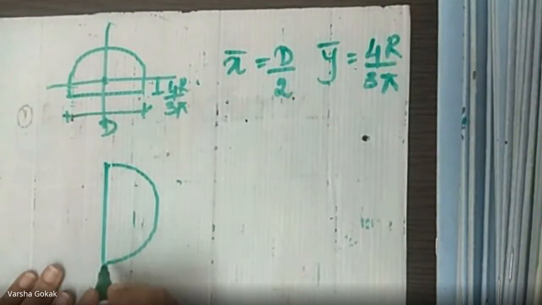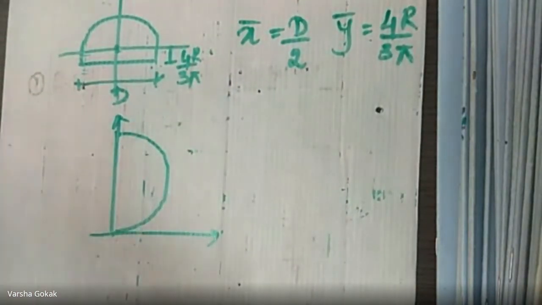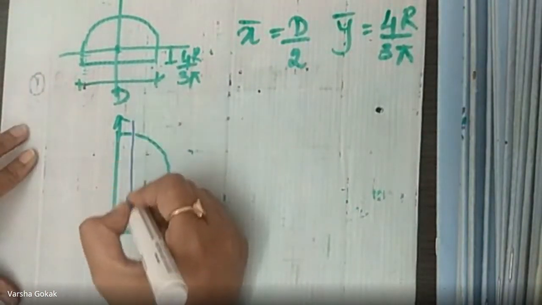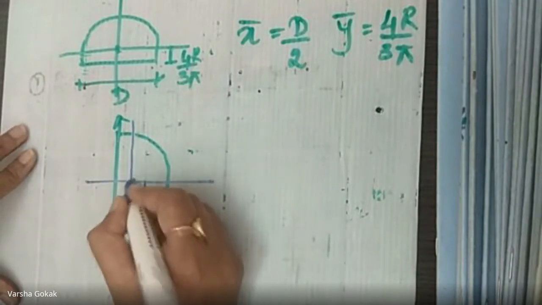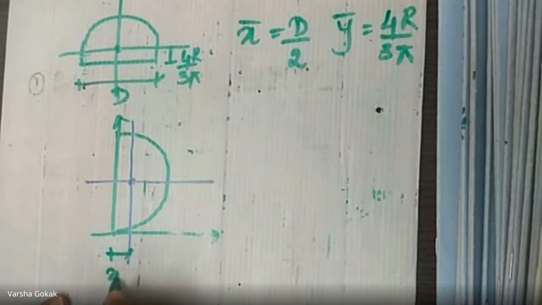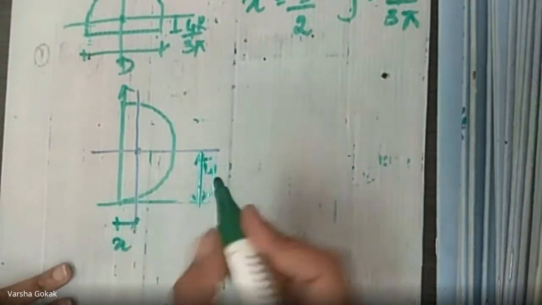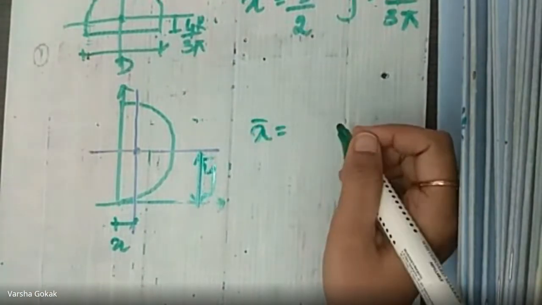If I place the semicircle like this, and I tell you that this is the reference axis now, I want you to find the x bar and y bar. Now in this case, first let us locate the CG. This is the CG point, right? So now looking into the figure, this is my x bar and this is my y bar, right? So tell me the value of x bar, please.